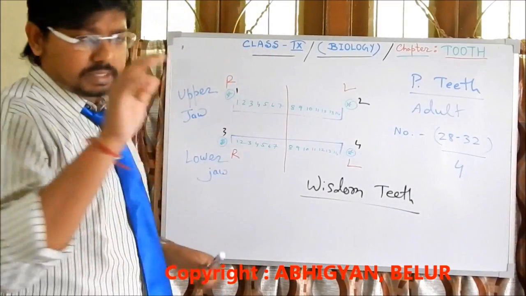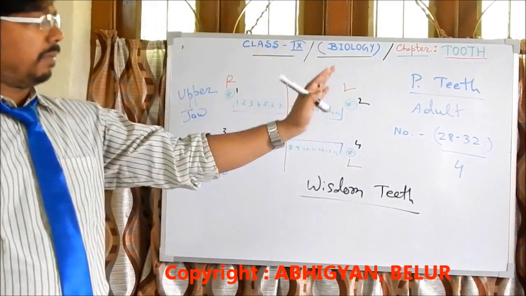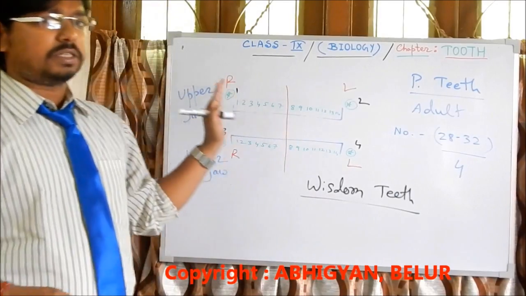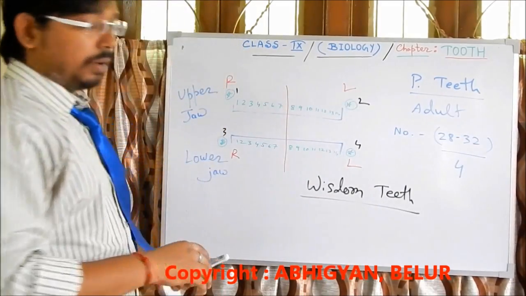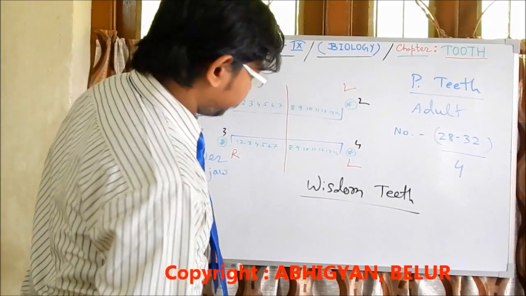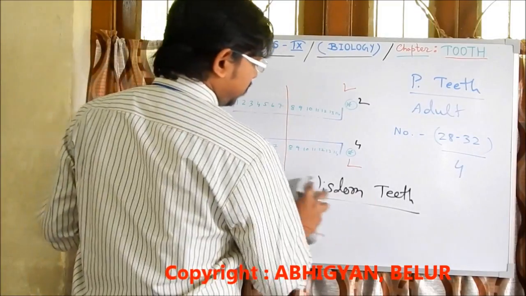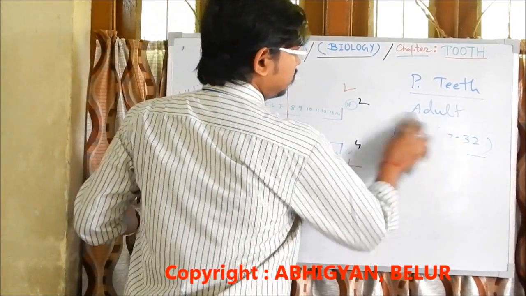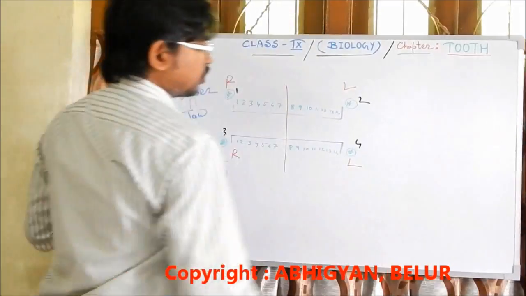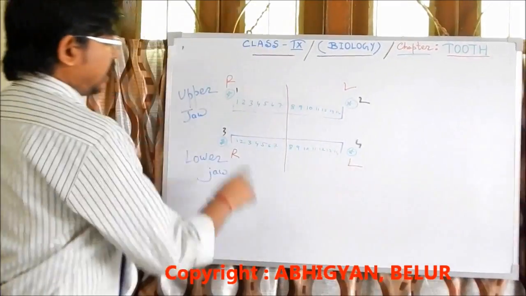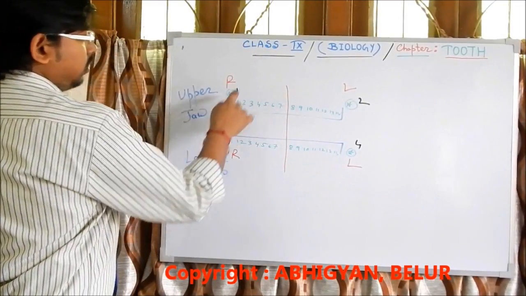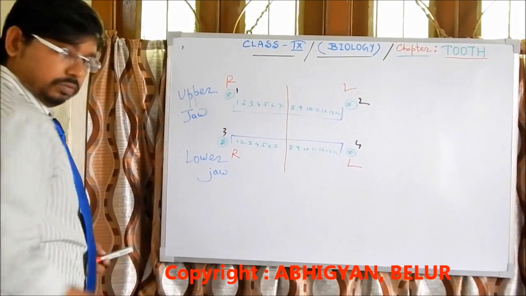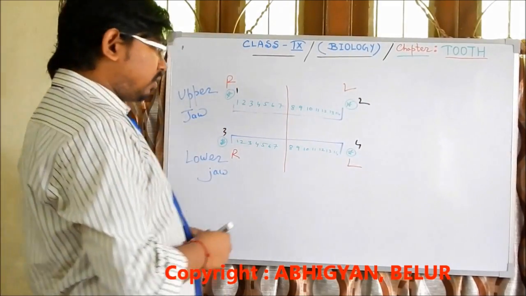Okay, so we have discussed deciduous, permanent teeth, wisdom teeth, and the jaws. Now we are coming to the types of teeth. Now the wisdom teeth part is done, so I am erasing this one, and this part also done, I am erasing this one. So now you can see 28 I have drawn. Now it is 28, 29, 30, 31, 32. That's why total 32.